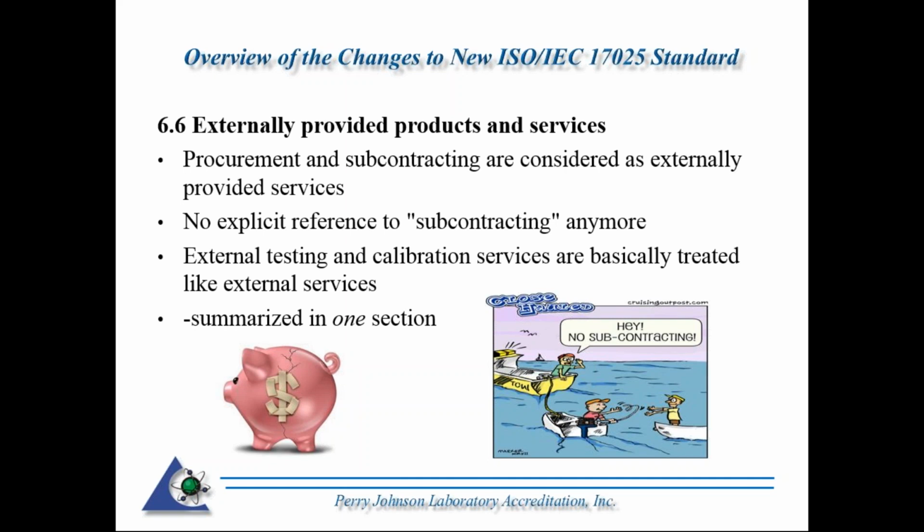So under the current standard, we have a section for purchasing. We also have a separate section for subcontracting. Right now, under the proposed draft, everything would be considered in those two categories under externally provided products and services. So there's no explicit reference to subcontracting anymore. External testing and calibration services are basically treated like external services. And all this is summarized in one section.